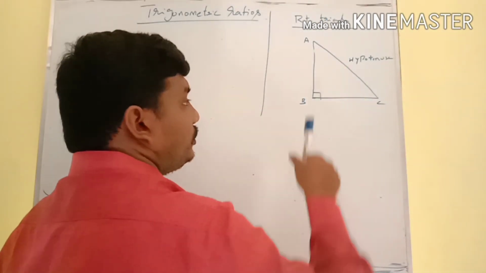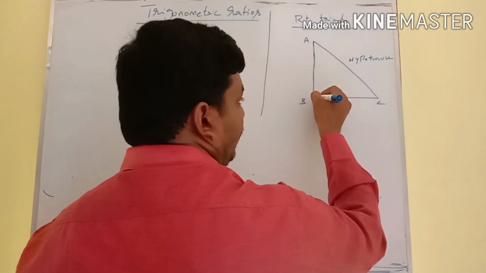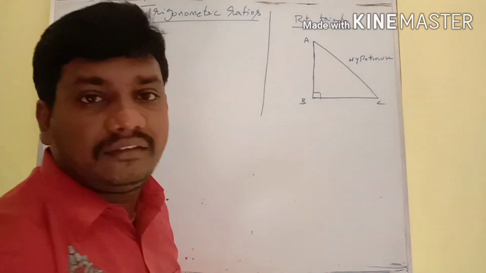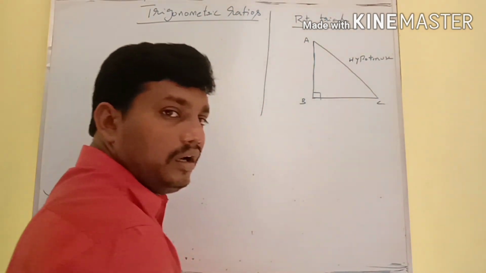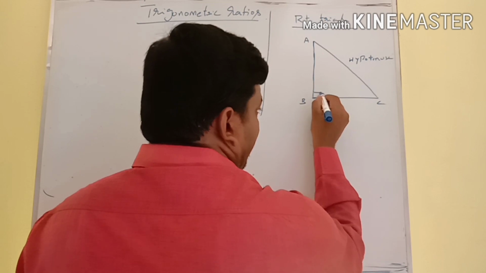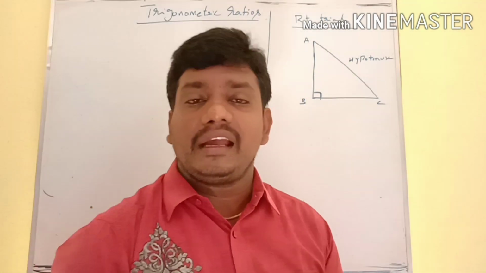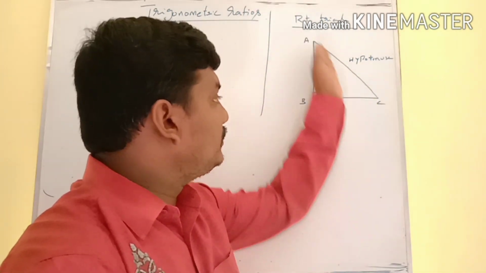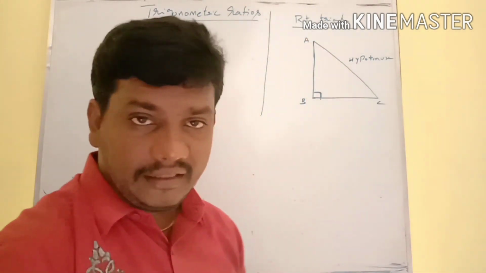Now coming to the side AB, what is its name? These are called the legs of the right angle triangle. There are two legs: one is AB, another one is BC. Since the sum of the three angles of a triangle is 180 degrees and one angle is already 90 degrees, the remaining sum, angle A plus angle C, is equal to 90 degrees.